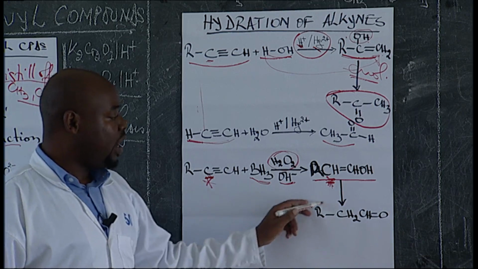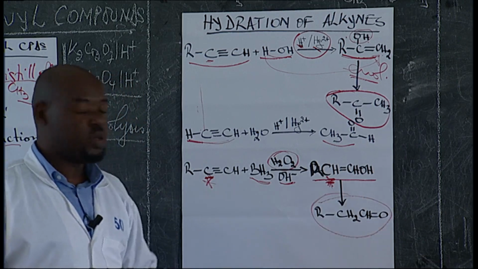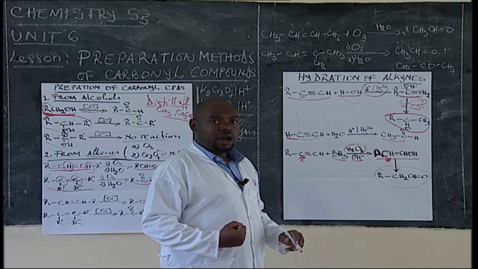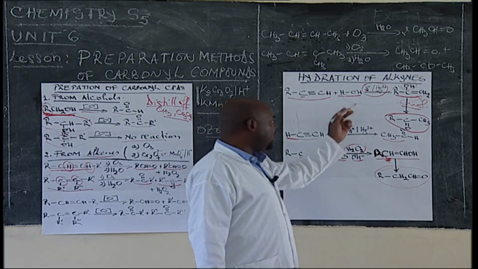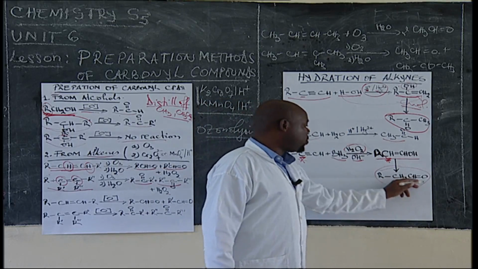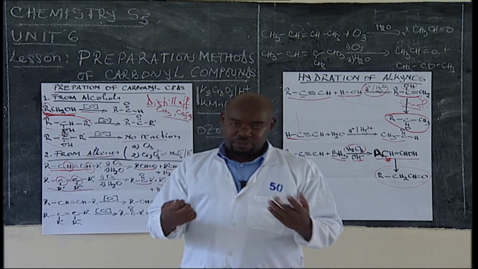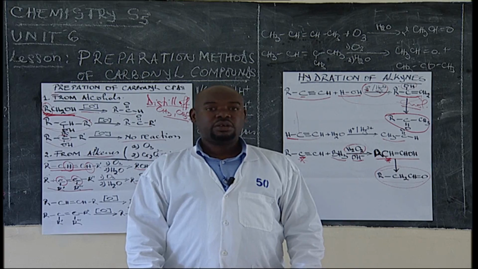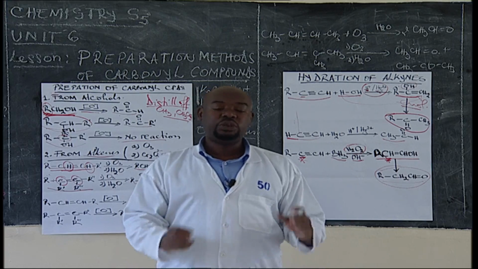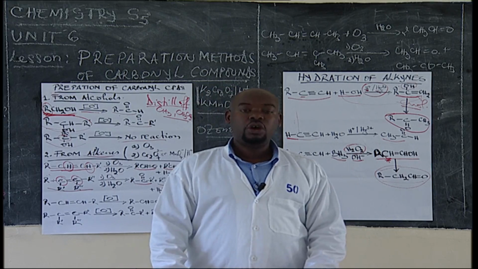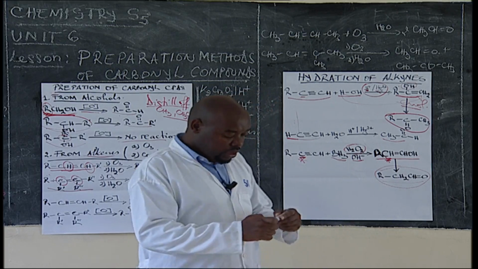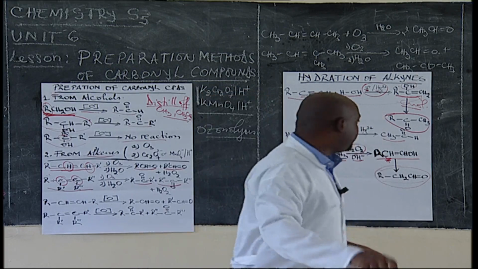And when it undergoes a rearrangement to produce the more stable carbonyl compound from an enol compound, we produce an aldehyde. So if you want to produce aldehydes, you can always use hydration via hydroboration. Let us take some examples.